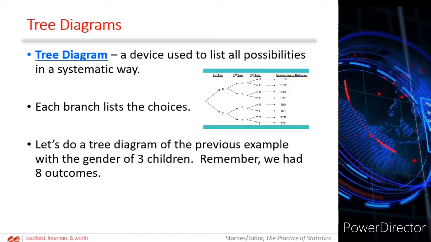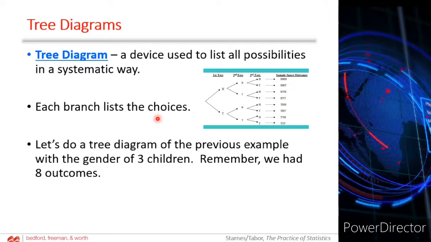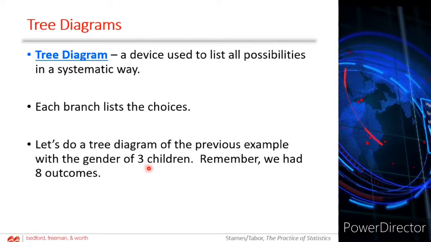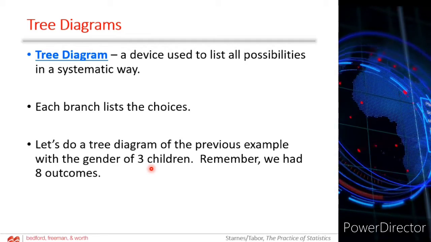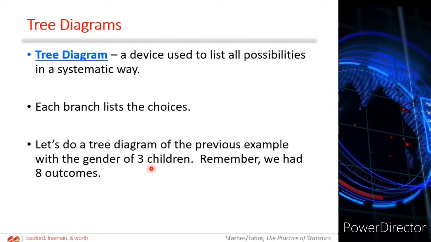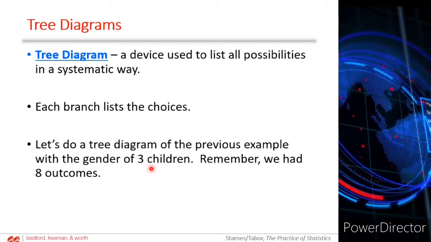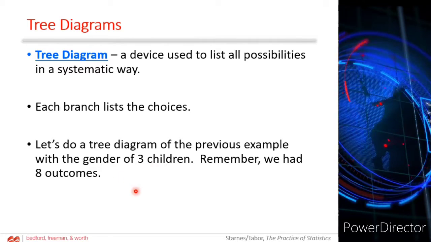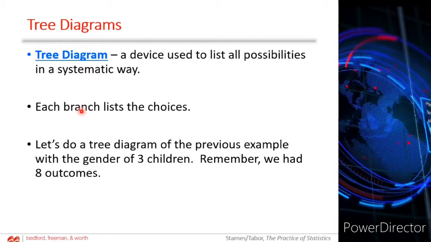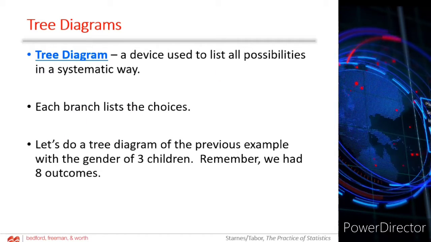So, when you say systematic, so meron na tayo ditong pattern. So, each branch lists the choices. And then, using the same example in listing method, we have to find out what will be the gender of the 3 children. Remember that we had 8 outcomes in listing method. So, if you will use tree diagram, you should also have 8 outcomes. Kasi itong tree diagram na to, at saka yung listing method, same dapat ang maging result kahit sila ay magkaiba ng method. Ano? So, let us see.